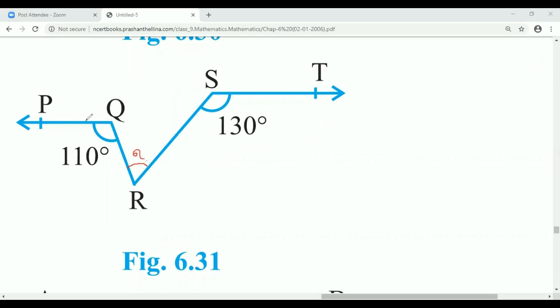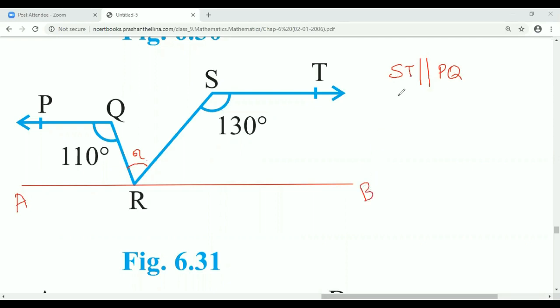As per the hint given in the question, we can draw a line passing through R and parallel to ST. So the line will look like this, and this must pass through R and be parallel to ST. From the question, it is given that ST is parallel with PQ, and we have drawn this new line, let it be AB. This line segment AB is parallel with ST.